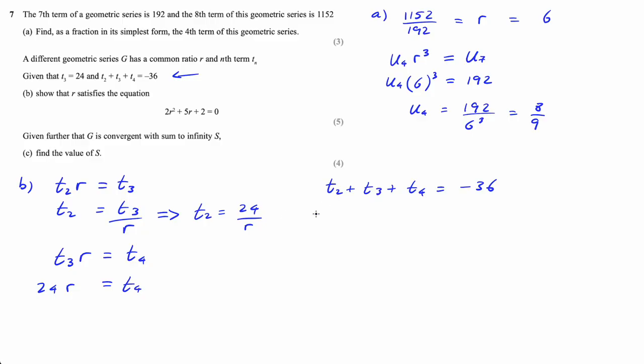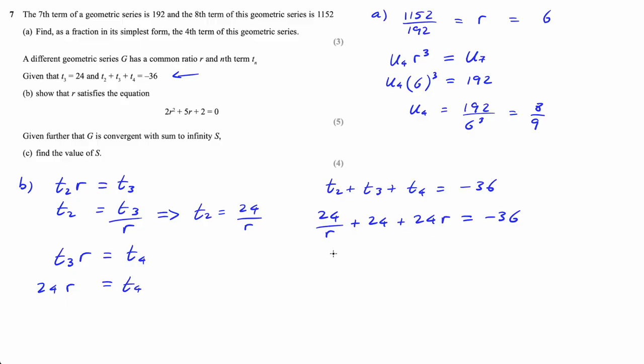T2 I can write as 24 over R. T3 I can just write as 24. And T4 I can write as 24R equals negative 36. Why not divide everything by 12 first, guys? I think that would be nice. Divide everything by 12.